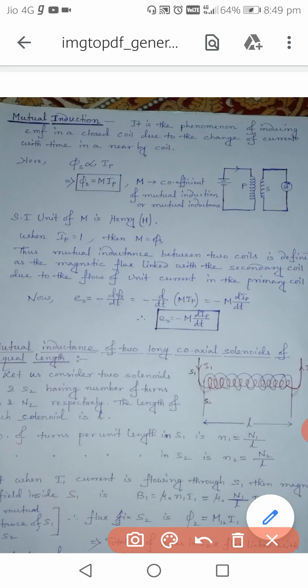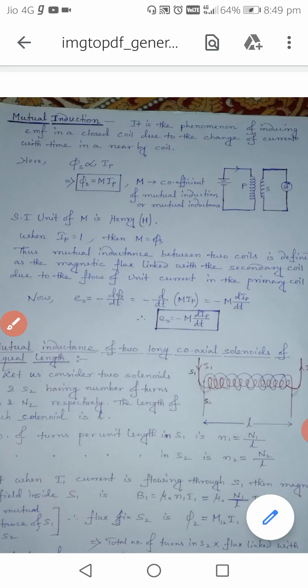From this we know ES, the induced EMF in the secondary, is equal to minus d phi s by dt, by Lenz's law. Then minus d by dt of M IP, where M comes out, gives d IP by dt. So this is one equation: ES is equal to minus M d IP by dt.